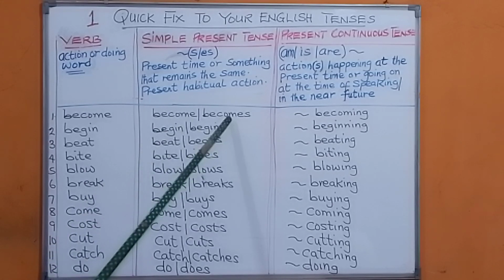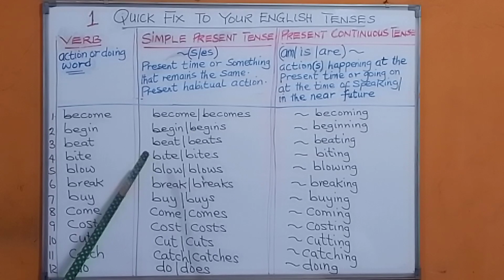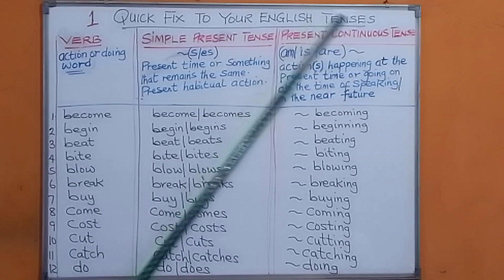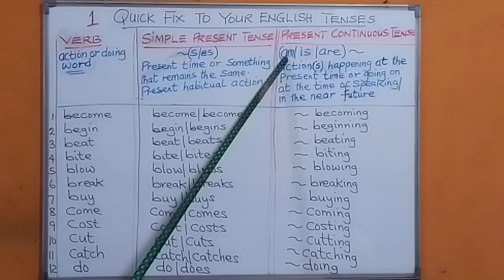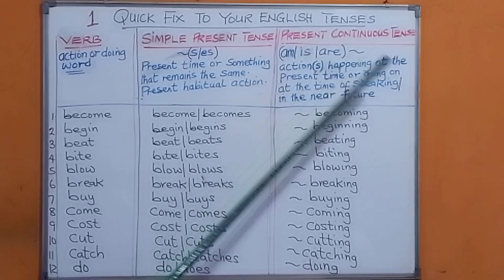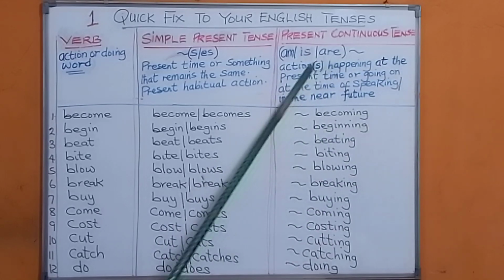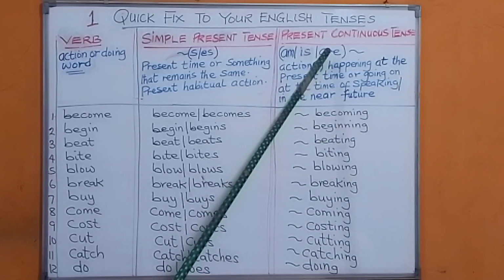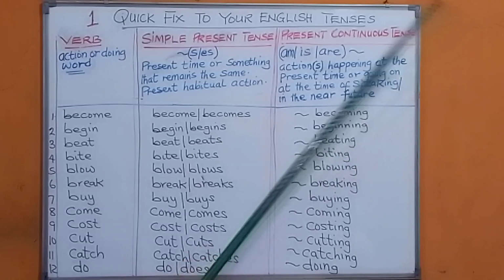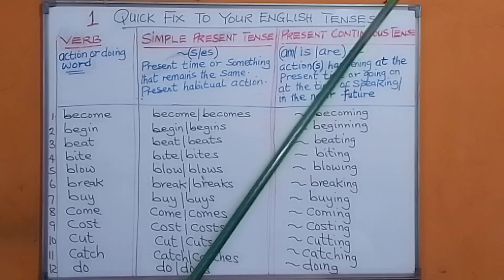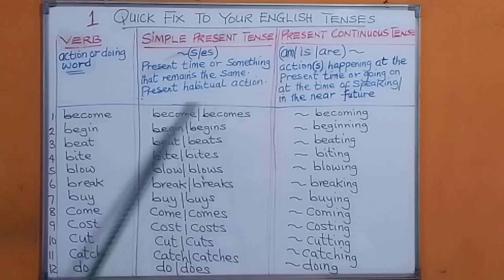But if it's one, he becomes an engineer. She becomes an engineer. Lamin becomes an engineer. How do you use that in the present continuous tense? If it is I, you say I am becoming an engineer. He is becoming an engineer. Singular. If there are many, you say we are becoming an engineer, or Lamin and Funke are becoming an engineer.